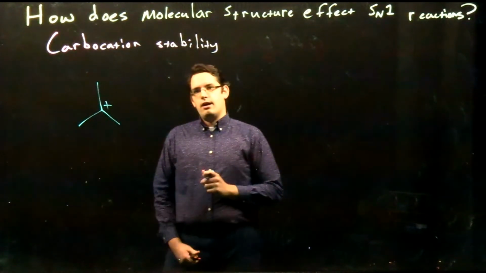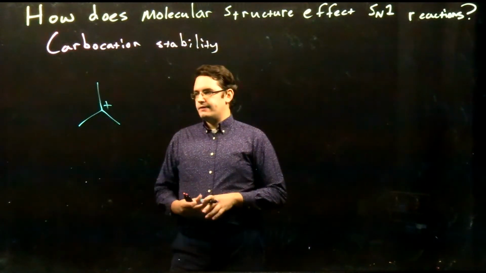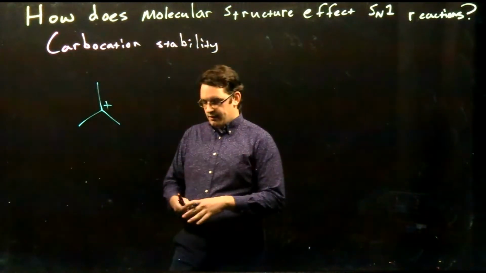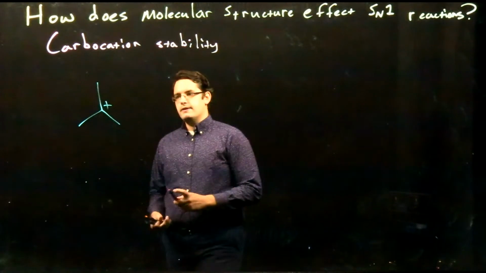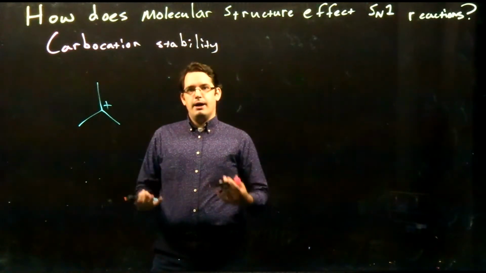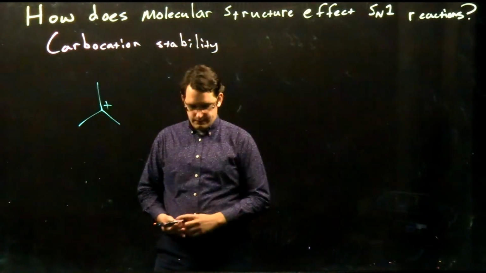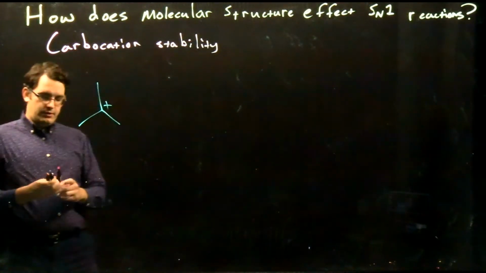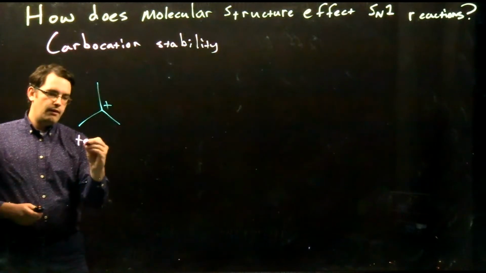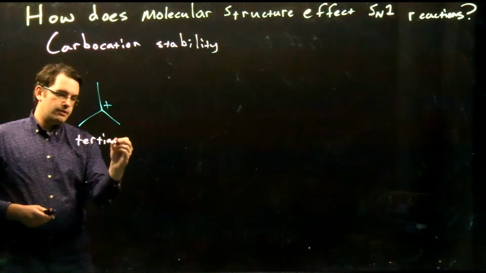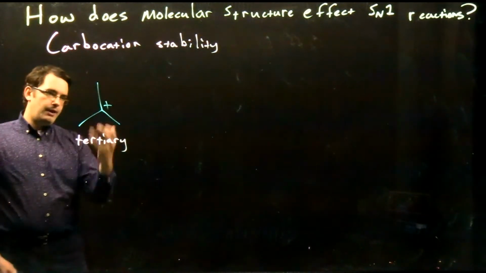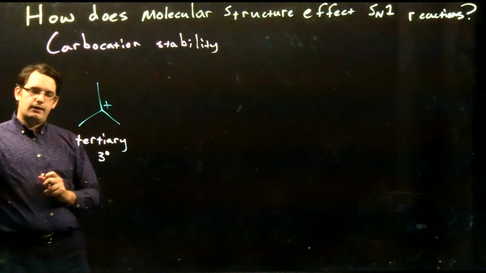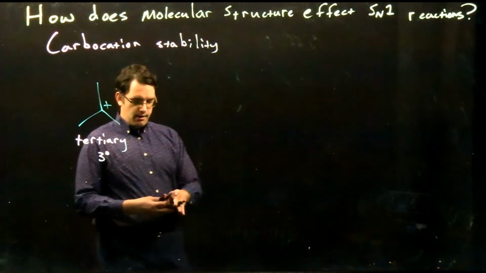So here's our carbocation. Now in this case here we have what we call a tertiary carbocation. So we can characterize our carbocations based on the number of bonds they have to other carbons. So this carbocation here has a bond to 3 other carbons, and we refer to that as tertiary, indicating that we have 3 other carbon connections. You can also write it as 3 with this little degree symbol.